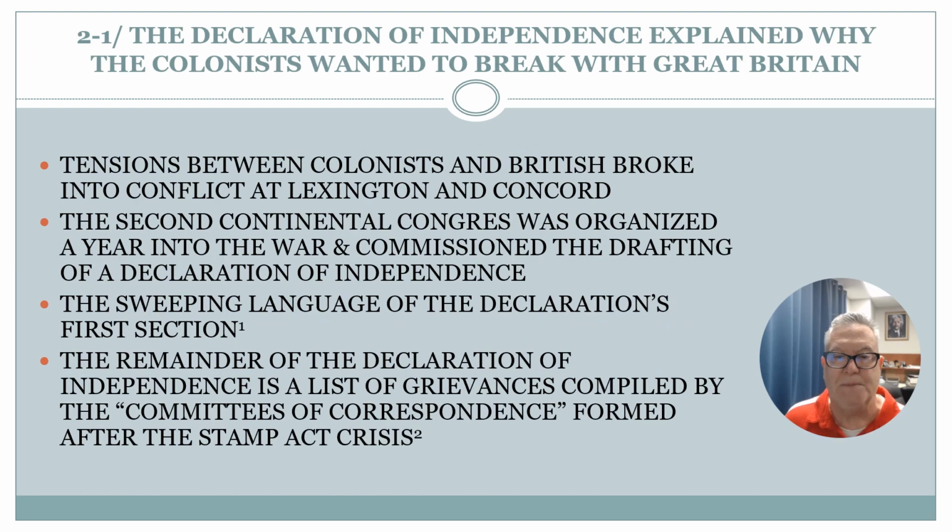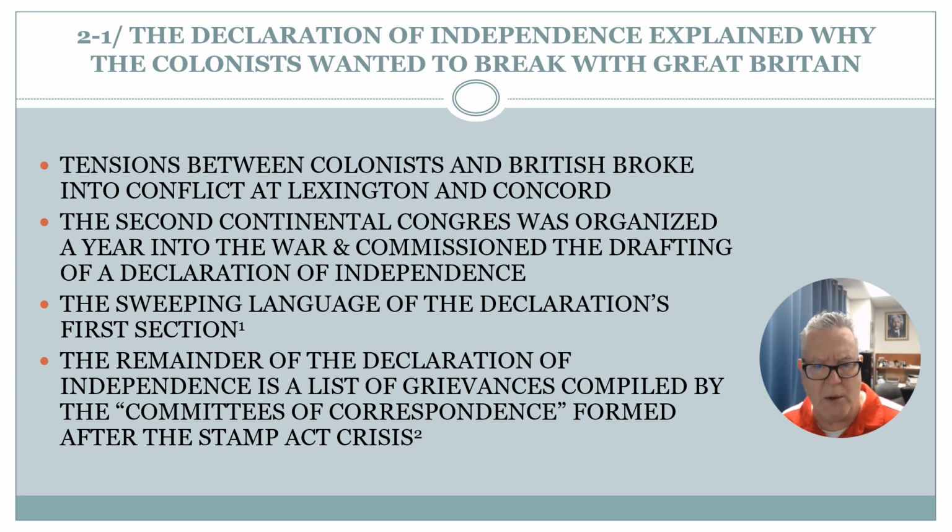The Declaration of Independence explains why the colonists ultimately break with Great Britain. Again, tensions between the colonists and the British broke into conflict at what became known as the battles of Lexington and Concord, where the British discovered that some colonial rabble rousers were seeking to stockpile arms in a place outside of Boston. They marched troops to seize that armory, and the colonists got there first, and they began shooting. The British ultimately were forced to back into Boston, and that basically started the war. That was where blood was first shed.